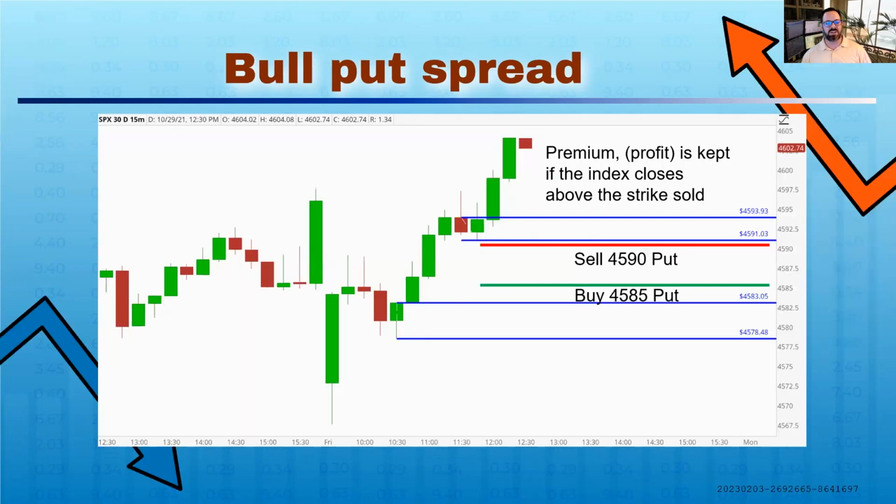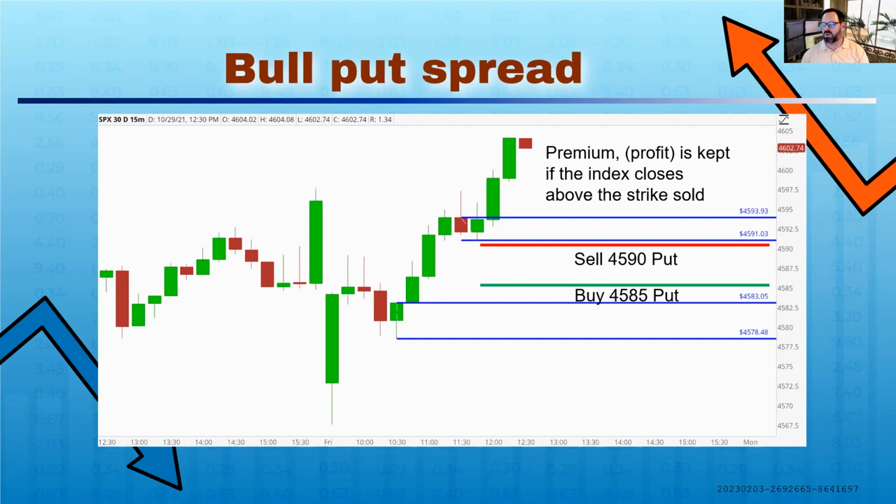So if we look at an example here, this was on the SPX some time ago, and basically we could sell an option below an area we believe prices will not drop. So if right here, I think the price is going to stay above that 45.91 to 93 area, we could sell the 45.90 put. And then the trader, to protect themselves, would buy the 45.85 put. That's a 5 wide option, meaning there's 5 strike prices there.